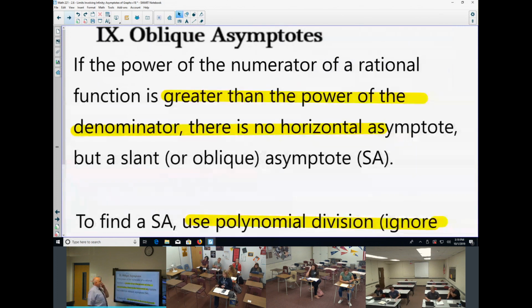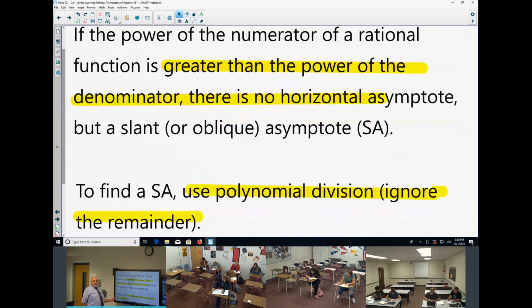Okay, next, oblique asymptotes. So again, this is a pre-calculus concept here. If the power of the numerator of a rational function is greater than the power of the denominator, there is no horizontal asymptote, but a slant or oblique asymptote. Most trig books call it a slant asymptote, but your calculus book calls it an oblique asymptote. It's the same thing. Okay? To find a slant asymptote, use polynomial division, but ignore the remainder.